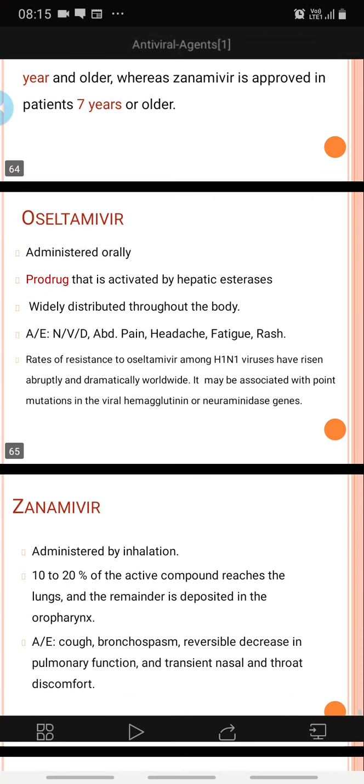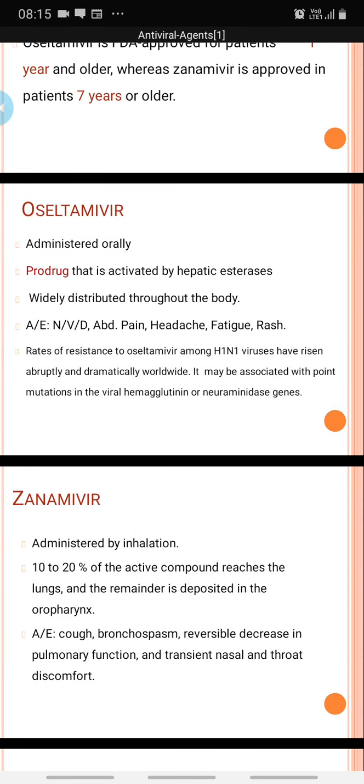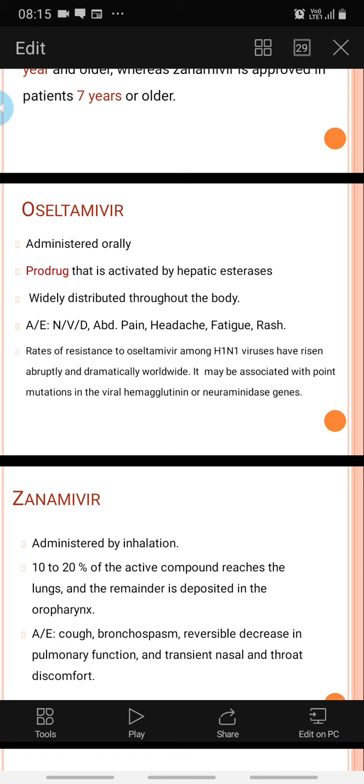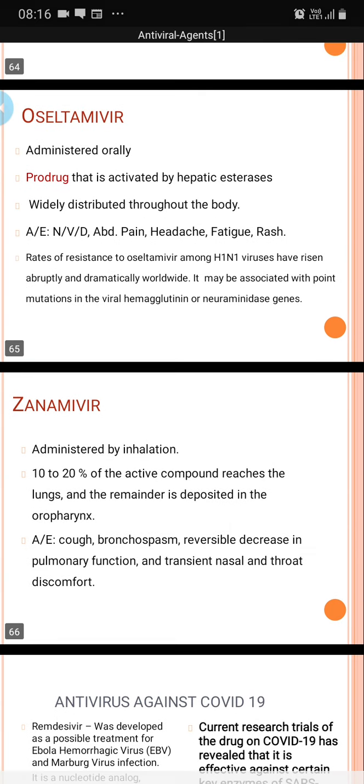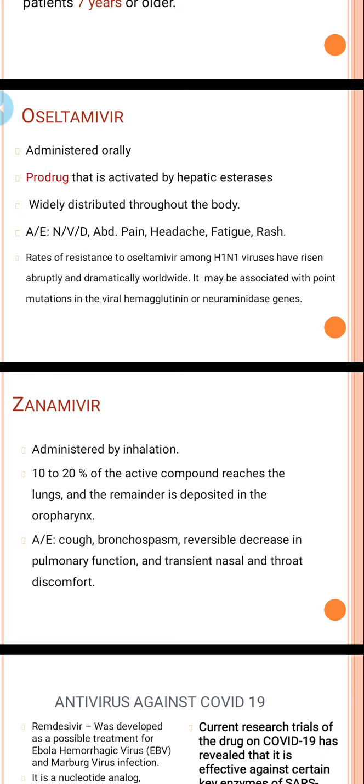Zanamivir is administered by inhalation. 10 to 20% of the active compound reaches the lungs, and the remainder is deposited on the oropharynx. As a result of this inhalation route, it can have some related adverse effects: it can cause cough, bronchospasm, reversible decrease in pulmonary function, and transient nasal and throat discomfort. So oseltamivir and zanamivir, you should remember, are neuraminidase inhibitors. Also, they inhibit the host cell receptor for the hemagglutinin.